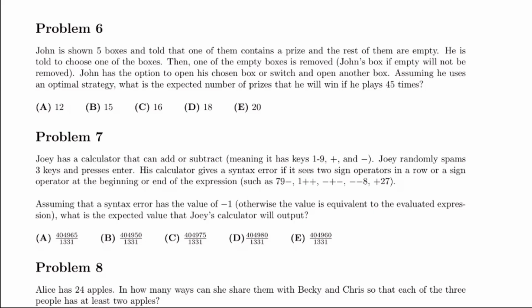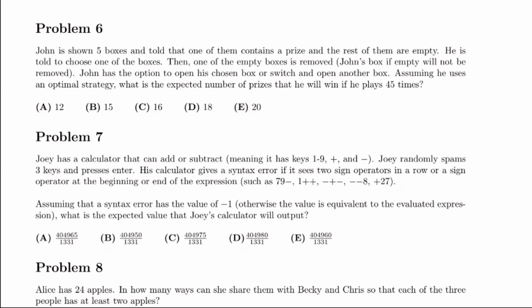Okay, let's go ahead and go over these. So John is shown 5 boxes and told that one of them contains a prize and the rest of them are empty. He is told to choose one of the boxes. Then one of the empty boxes is removed. John has the option to open his chosen box or switch and open another box. Assuming he uses an optimal strategy, what is the expected number of prizes that he will win?